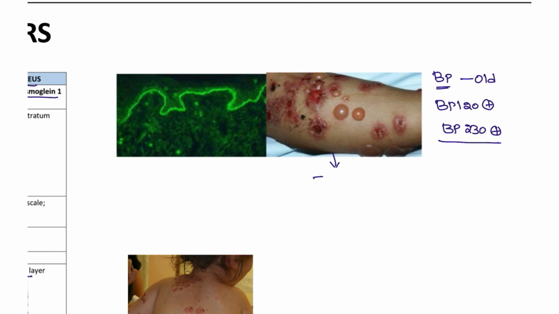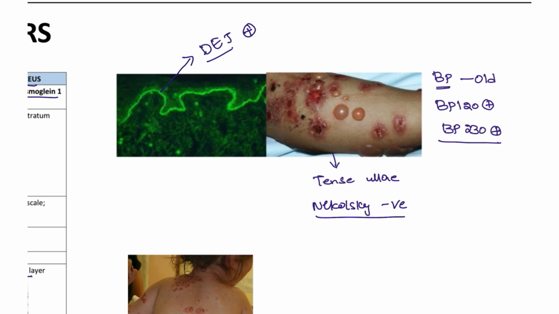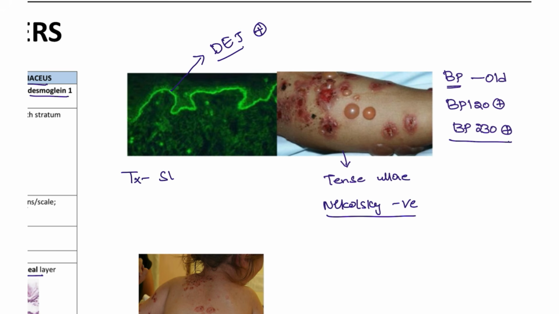But this bulla is a very tense bulla. This bulla looks like a tense bulla, and the Nikolsky sign is negative in this patient. On immunofluorescence, you can see there is a prominent dermoepidermal junction. The dermoepidermal junction is more prominently seen in this patient, and the treatment for this patient is steroids.